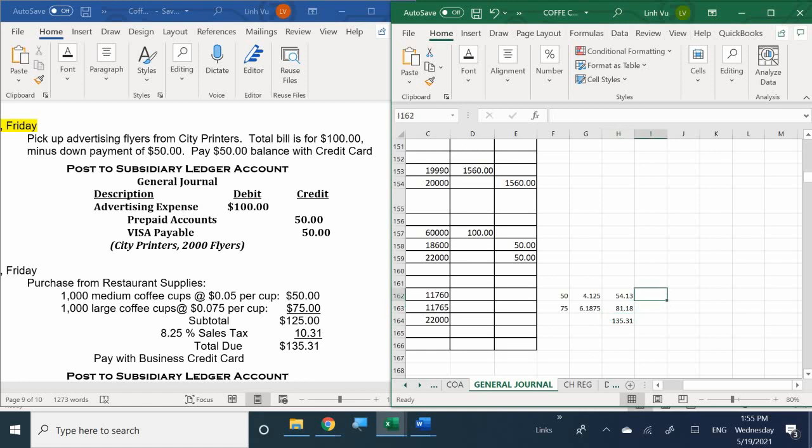Where'd you get the 4.125 from? I just multiplied it by 0.0825. Oh, that's the tax. Yeah, that's the tax. So I'm distributing the tax right there. Okay. All right.